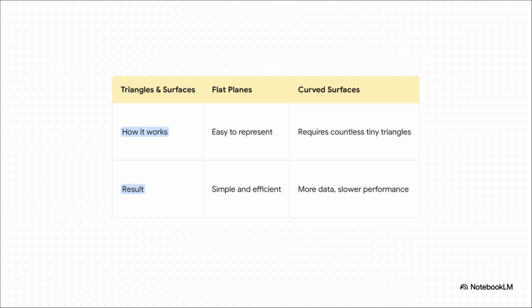But a tooth isn't flat, right? To create a smooth, organic curve, you have to throw a massive number of tiny little triangles at it. The more detail you want, the more triangles you need. And that just means more data, slower performance, and a much heavier load on your computer. It's really kind of a brute force approach.